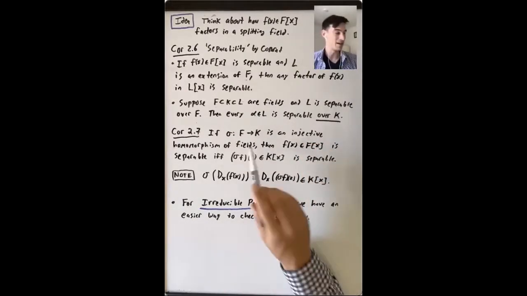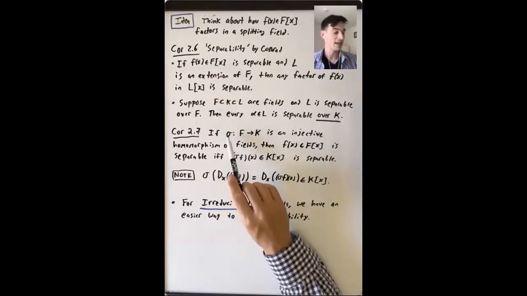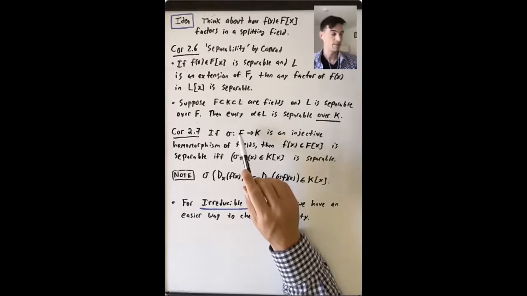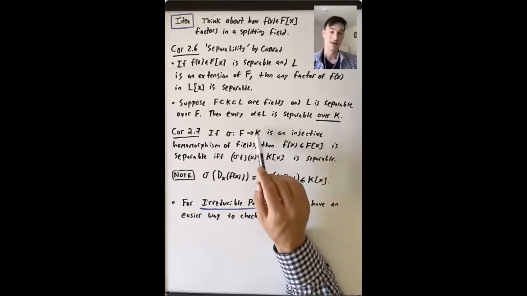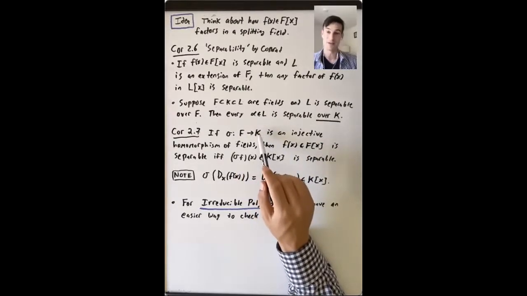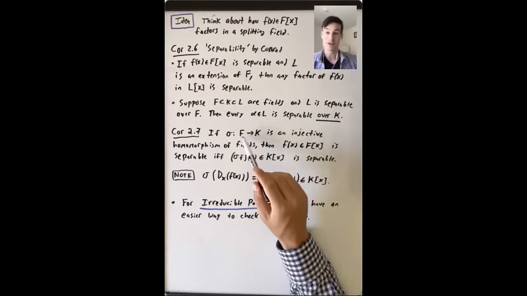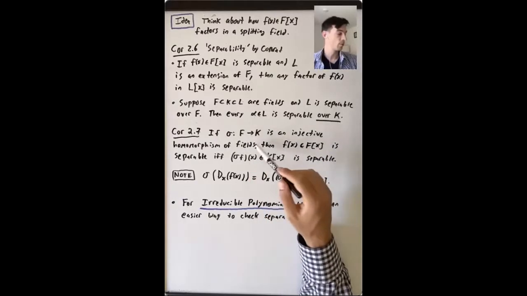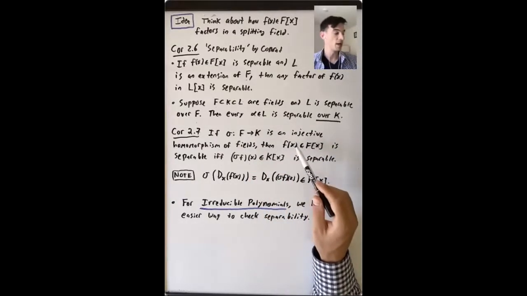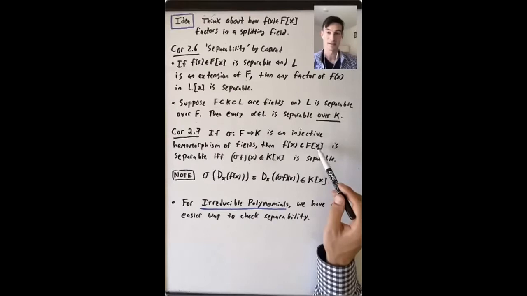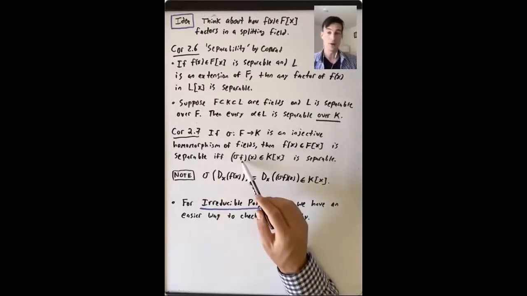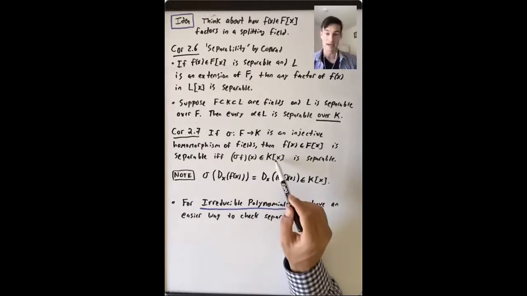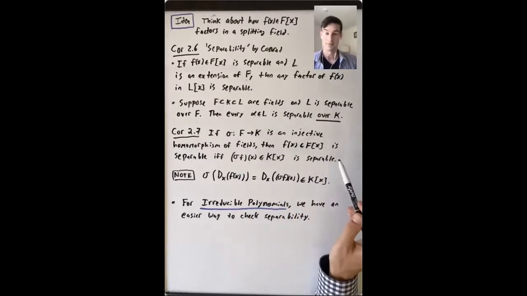Okay, one more result that I want to mention. If you have an injective homomorphism sigma from a field F to a field K, what does that mean? That means that the image of F is isomorphic to a subfield of K, so K has a subfield isomorphic to F. You have this injective homomorphism of fields, then if you have a polynomial f(x) in F[x], it is separable if and only if the polynomial sigma of f(x), which is in K[x], is a separable polynomial.